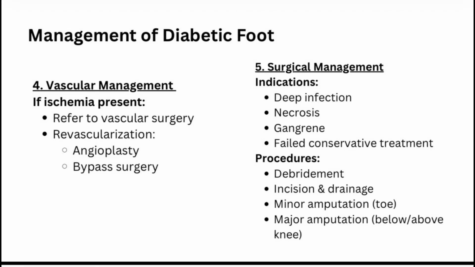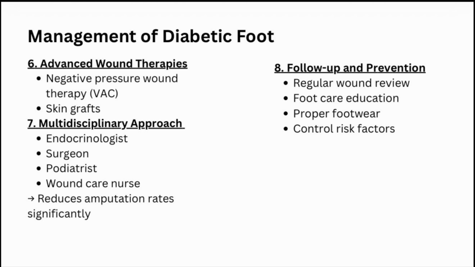If ischemia is present, the patient should be referred to vascular surgery. Revascularization can be done via angioplasty or bypass surgery. Surgical management is indicated in deep infection, necrosis, gangrene, or failed conservative treatment. Procedures include debridement, incision and drainage, and in severe cases, amputation. Advanced wound therapies include negative pressure wound therapy and skin grafts.